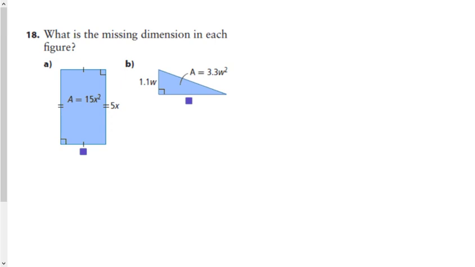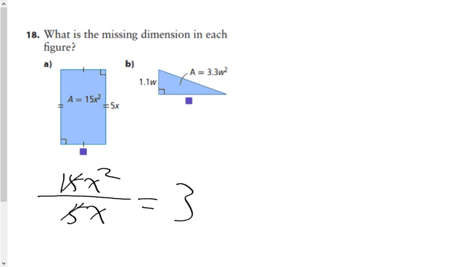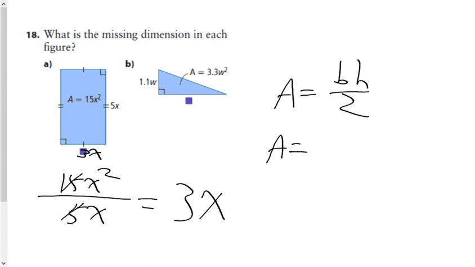Question 18. Here we have a division statement. So the area divided by the length that we know will equal the missing. So 15 divided by 5 is going to be 3 when I divide my coefficients. X squared divided by x is simply x. So the missing side is 3x. Or 5x times 3x gives us the area of 15x squared. And our last one, area equals base times height divided by 2. Area equals 3.3 w squared. 3.3 w squared equals the base, which I don't know, multiplied by 1.1 w divided by 2.